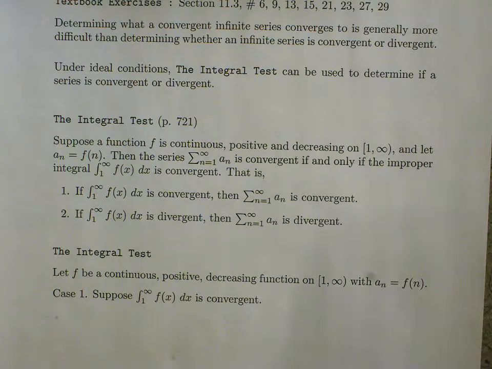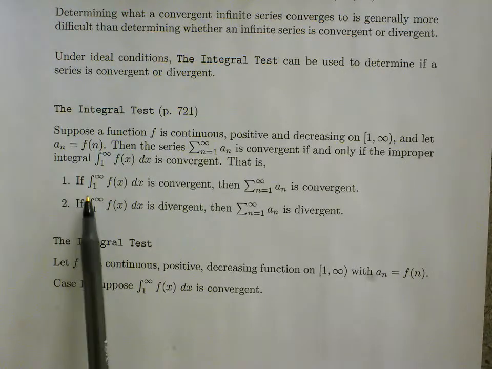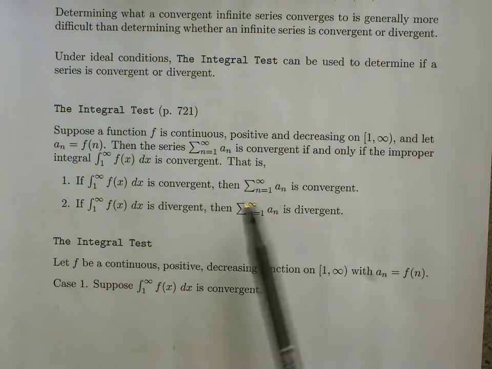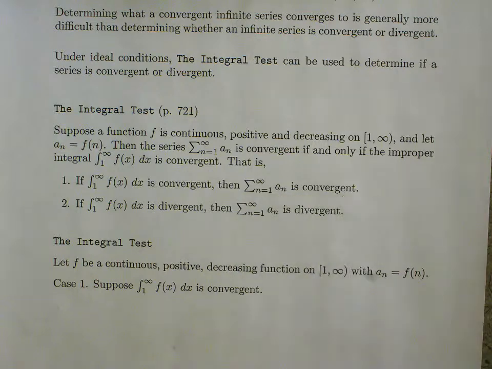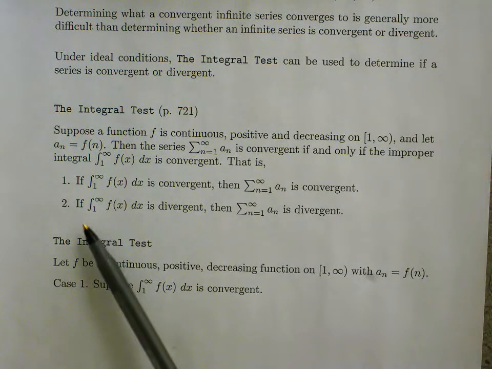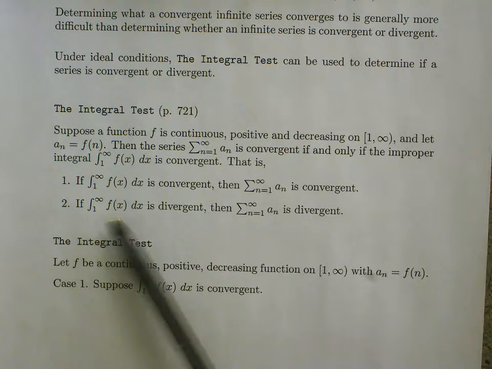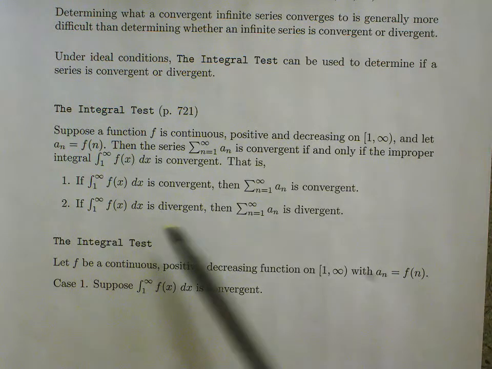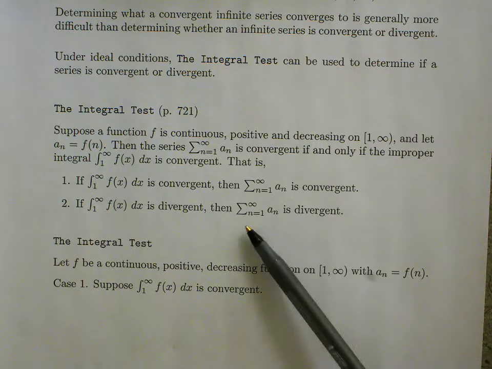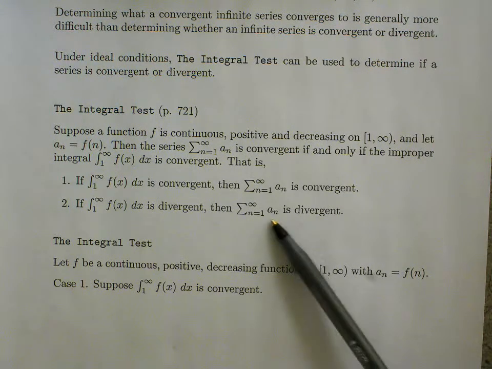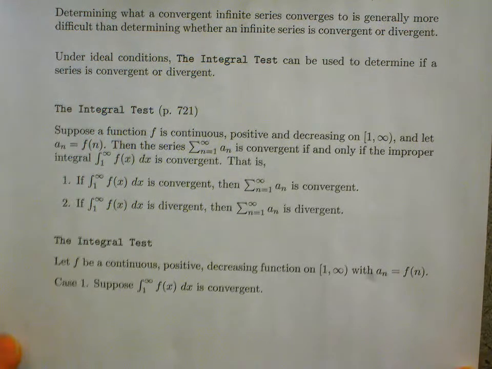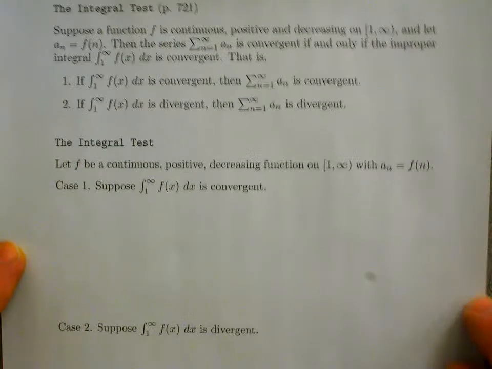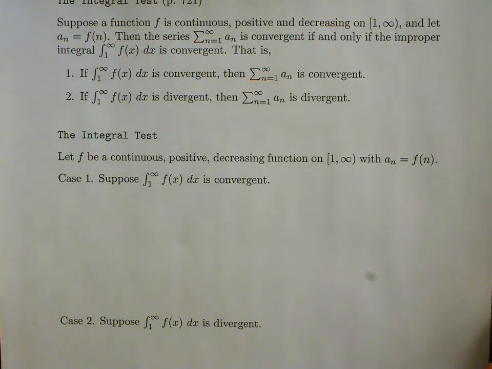So another way to say that is, if the improper integral of f of x from 1 to infinity is convergent, then the corresponding series of the a sub n terms is also convergent. But on the other hand, if the improper integral of f of x from 1 to infinity is divergent, then the corresponding series of the a sub n terms is also divergent. So we'll go through a pictorial argument of the integral test.